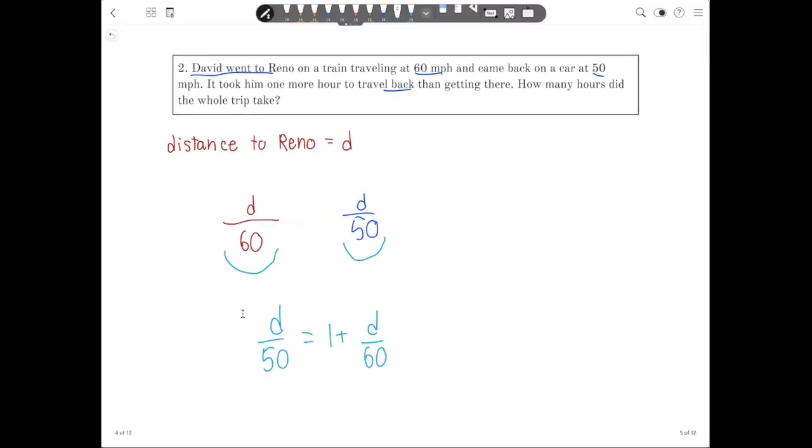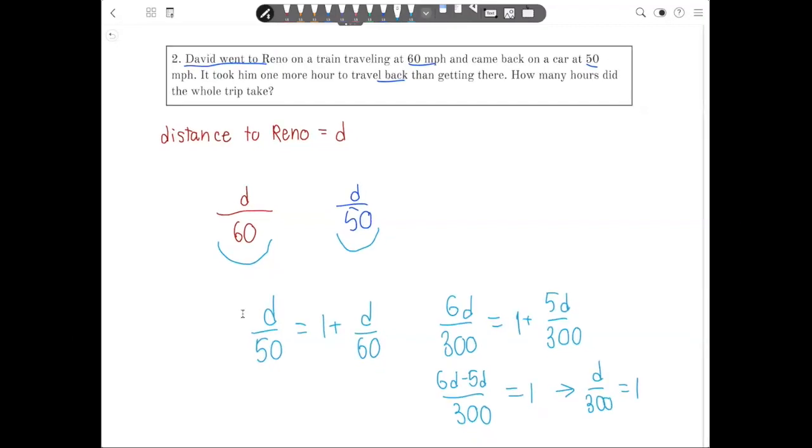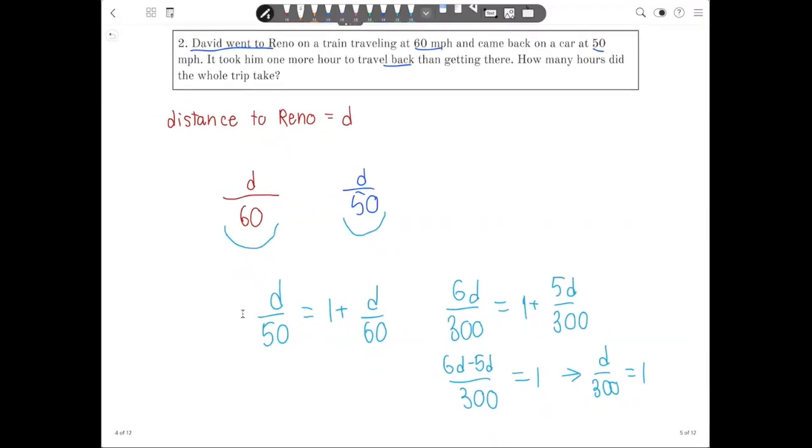This means that 60D over 300 is equal to 1 plus 5D over 300. Which means that 60D minus 5D over 300 is equal to 1, or D over 300 is 1. This in turn means that D is equal to 300 times 1, or just 300.